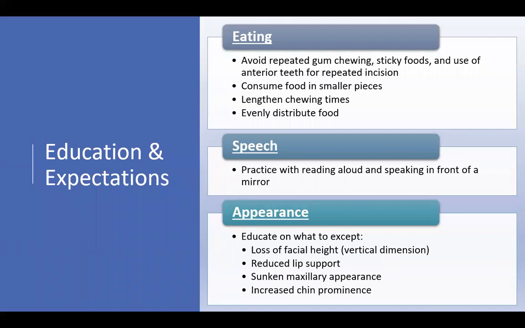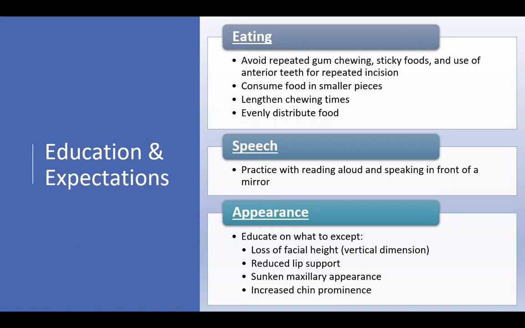So we want to educate them on several aspects. One, eating. We want to talk to them about avoiding repeated gum chewing or sticky foods and the use of anterior teeth for repetitive incisions. So if they're using their anterior teeth to cut and mince food, then they're going to have a lot more wear. Or if there's just not as much occlusion on the posterior teeth, whether they're prosthesis or not, and it's just wearing heavier on the anterior, they're going to wear their anterior teeth down very quickly because they're just not made for that kind of wear.